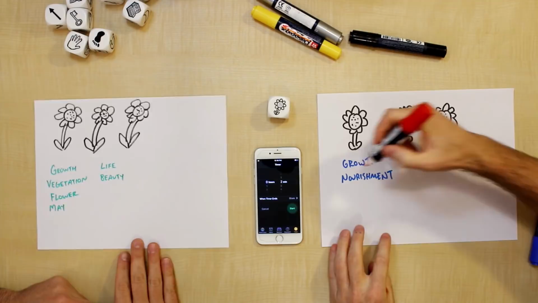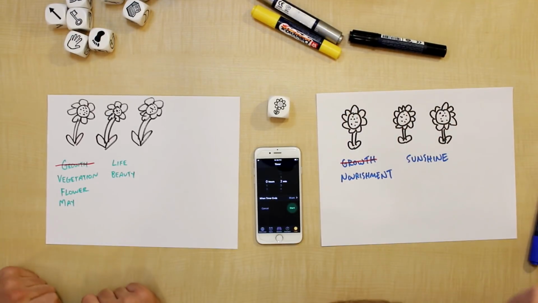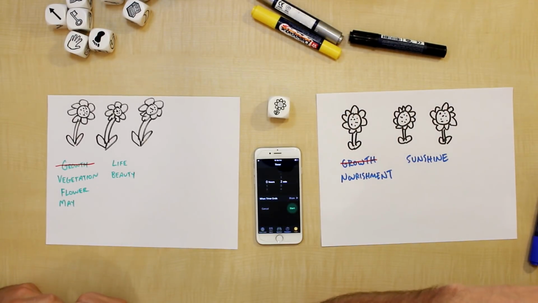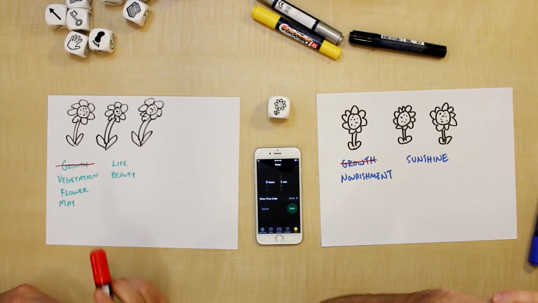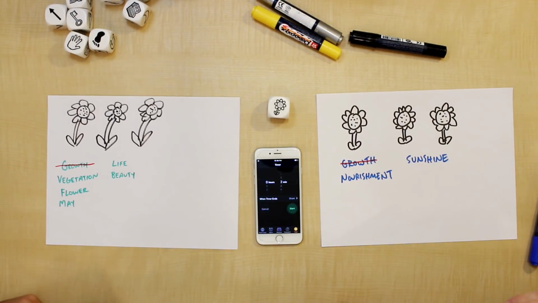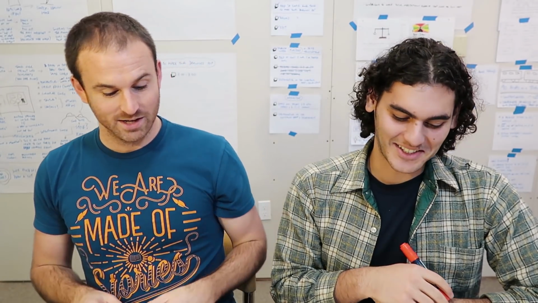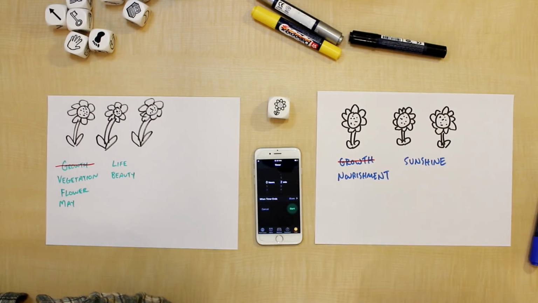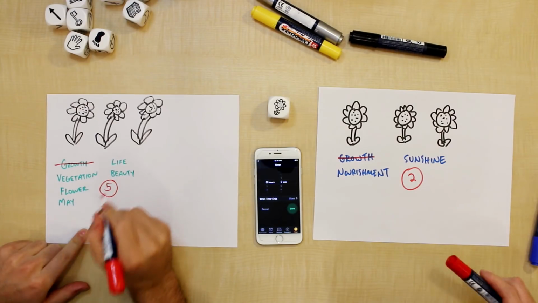Okay, so we both had growth. I had vegetation, flower, Mayflower, life, and beauty. All right. They all sound good to me. I was going to write flower too, but that almost seemed too obvious. No, I knew that. I was like, might as well write the obvious because someone's going to think it's too obvious. Exactly. And I just got nourishment and sunshine. Like, I'm not super proud of myself. It's a little bit of stress on that first round. Let's see how round 2 goes. Austin off to the early lead.